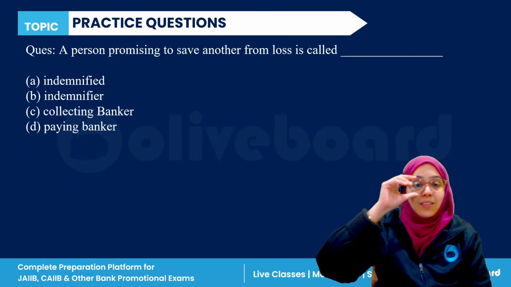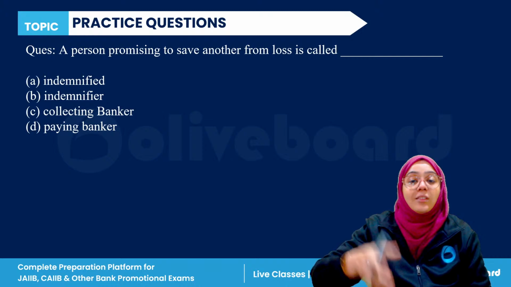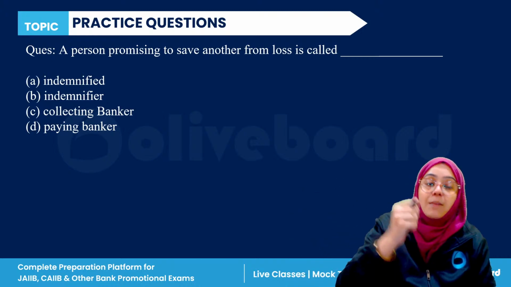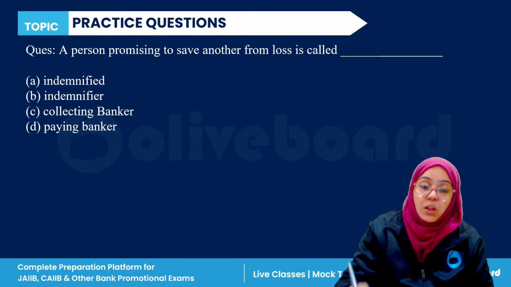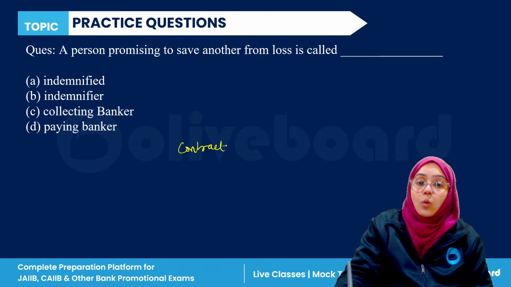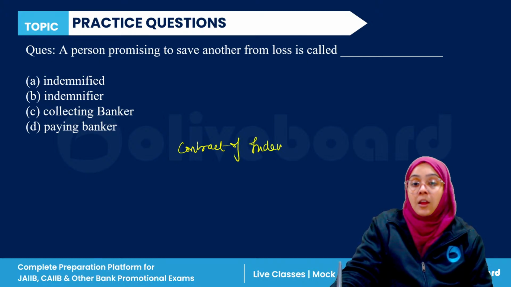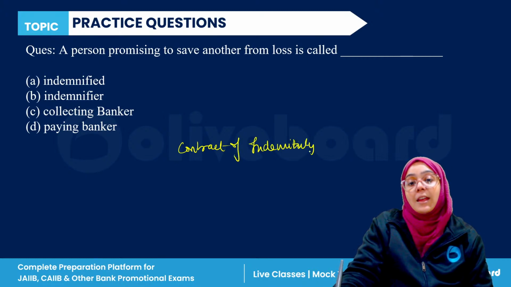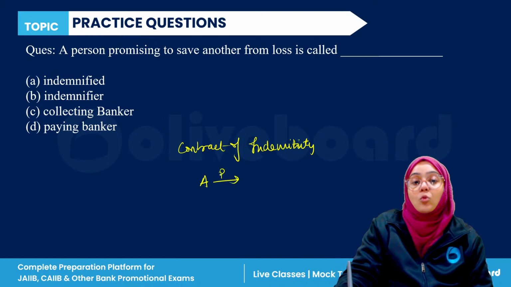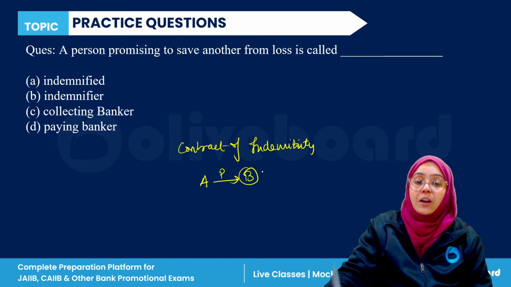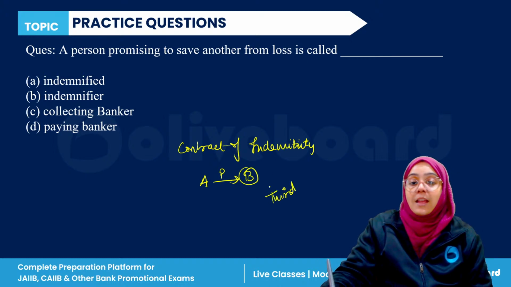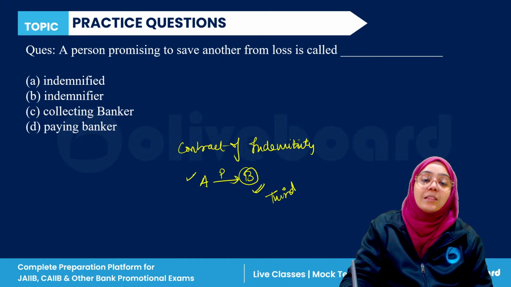Next question. A person promising to save another from loss is called indemnified, indemnifier, collecting banker, or paying banker. So there is a contract of indemnity. Very basic thing, I'm just telling you what a contract of indemnity is. It is a contract in which one party promises another party that if you suffer loss from any third party, then this loss will be covered by this particular party.